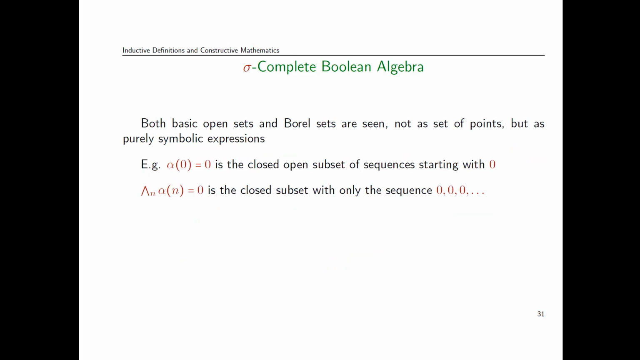So in this point-free approach, both the basic open sets and the Borel sets are seen not as sets of points, but as purely symbolic expressions. For instance, if you look at the branch with only 0, 0, 0, this sequence, the singleton having only this sequence is a closed subset of Cantor space. So it's a Borel subset of Cantor space. Formally, it will be represented by this infinitary formula: for all n, alpha n is equal to 0.